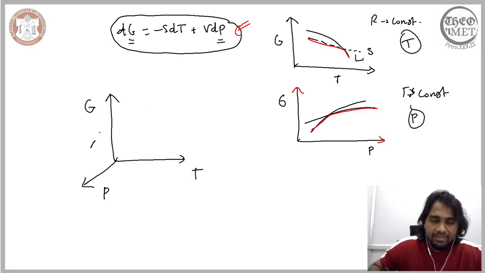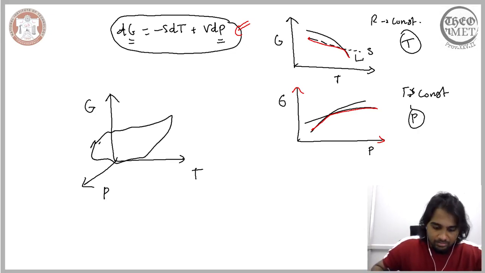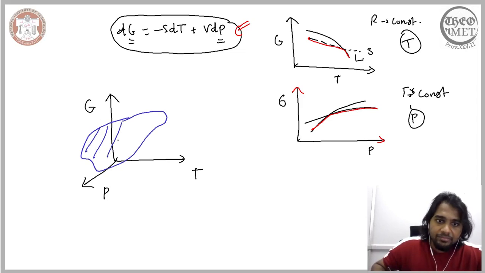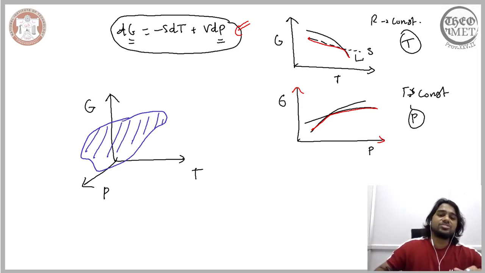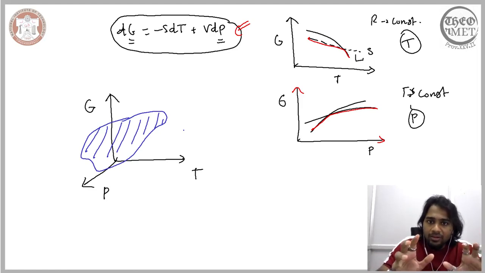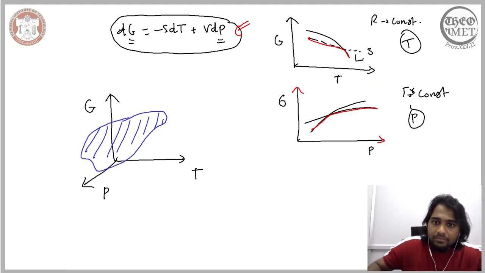Again, this is purely schematic, we would have a surface. So let me use a different color. We would have a surface that would indicate how the Gibbs free energy changes with respect to both pressure and temperature. Even though we have extended our consideration from a two-dimensional setup, where in both these cases there was one independent variable and a dependent variable, here we have two independent variables.